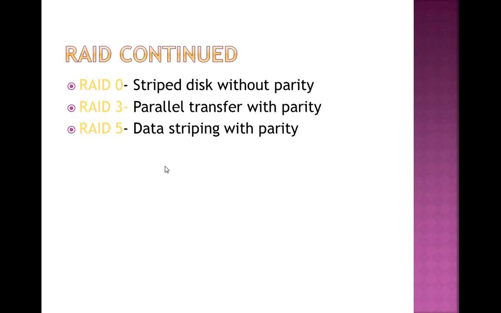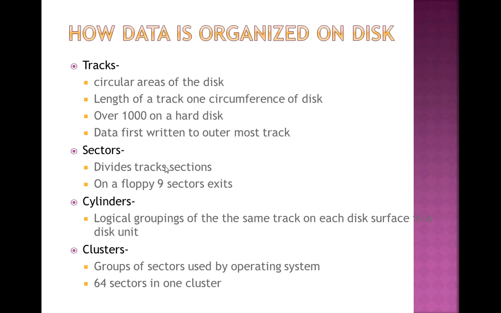RAID 0 is striped disk without parity. This is a disk without any parity bit, that is known as RAID 0. Then RAID 3 is a parallel transfer with parity. RAID 0 is without the parity and RAID 3 is with the parity. Next one is RAID 5, that is data striping with parity. So RAID 3 and 5 are used with parity and RAID 0 is without parity.